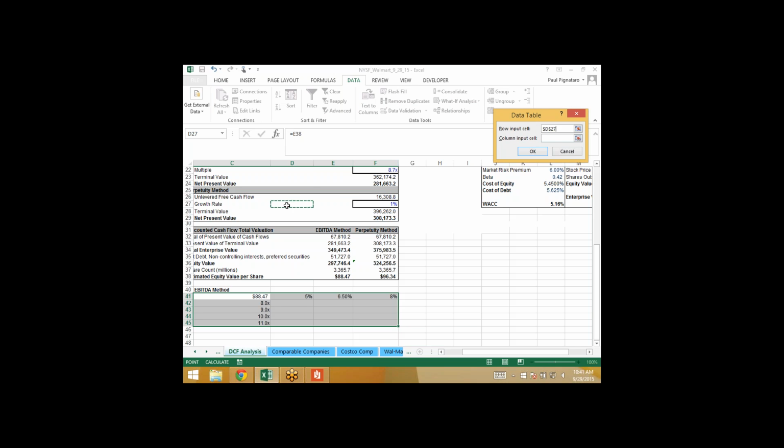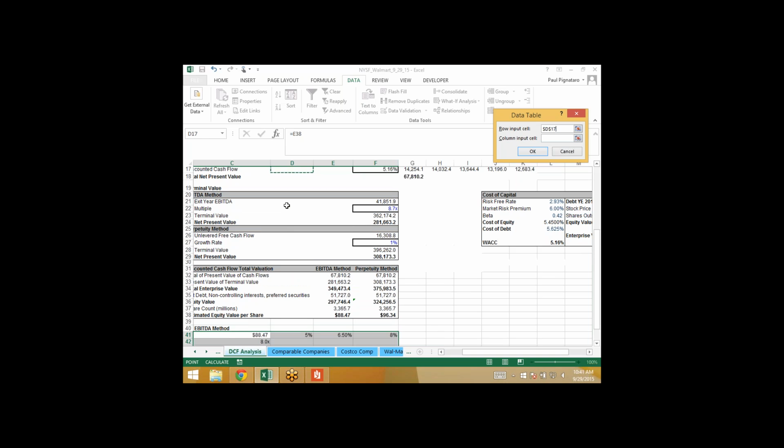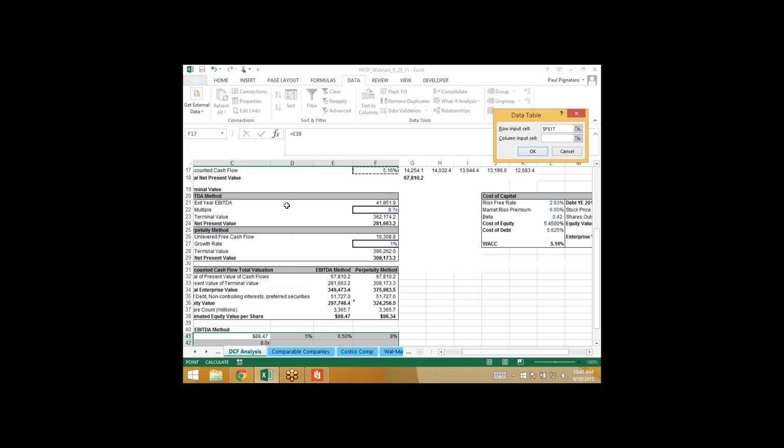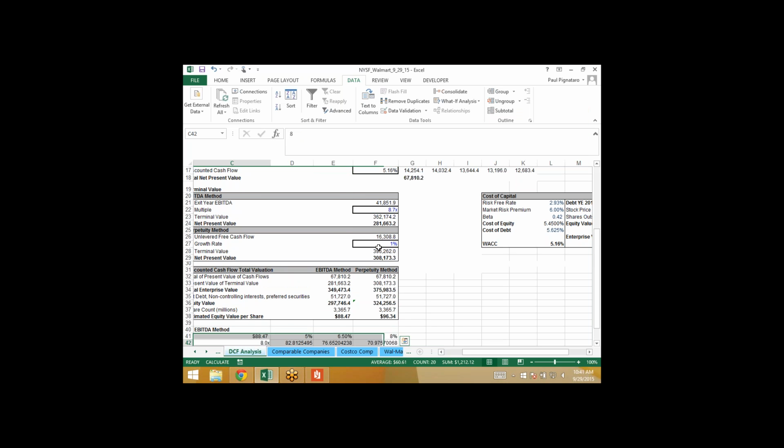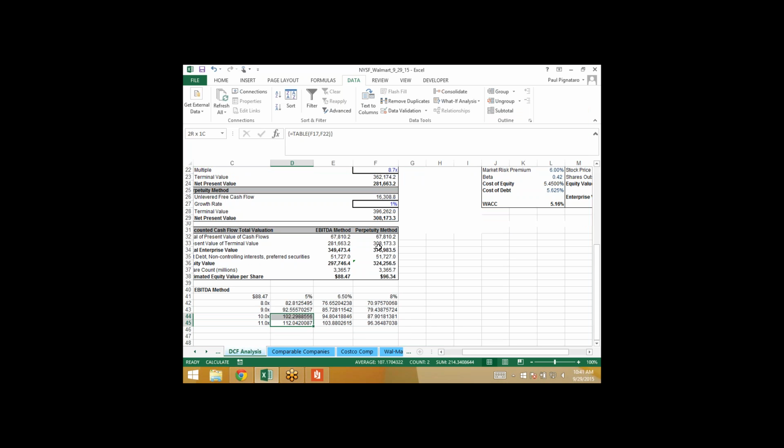The WACC. The WACC up here. This is what drives the change in WACC. Column input cell, of the variables up and down the column. Where do I go in the model to change that variable? Terminal multiple. Okay. What happens? There's my range in prices.